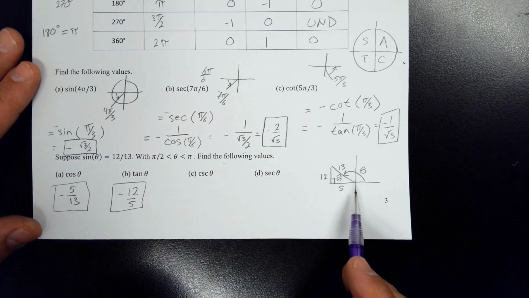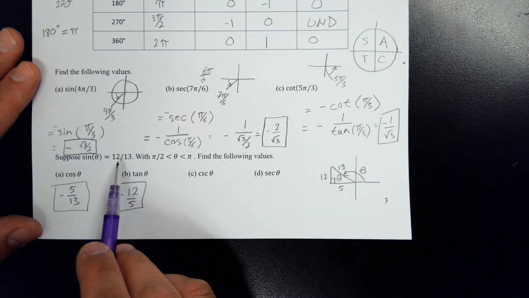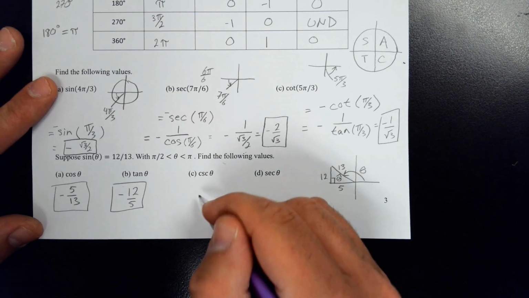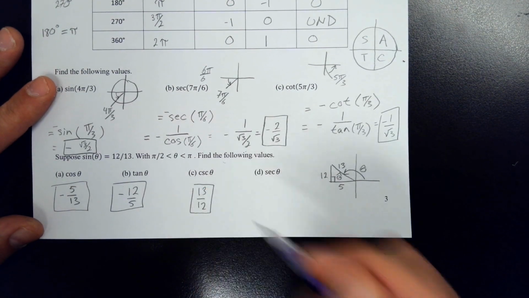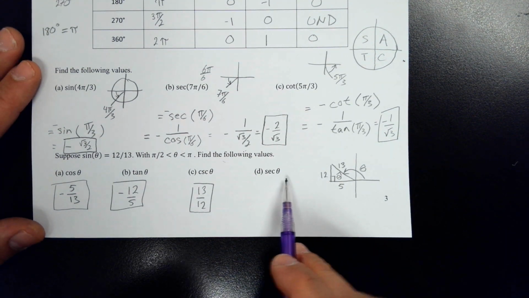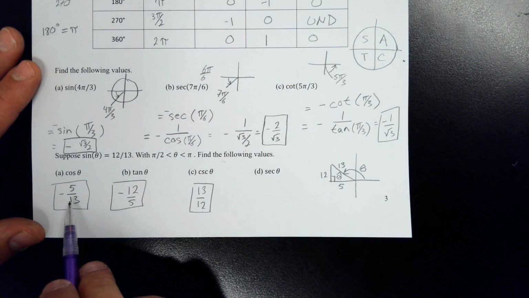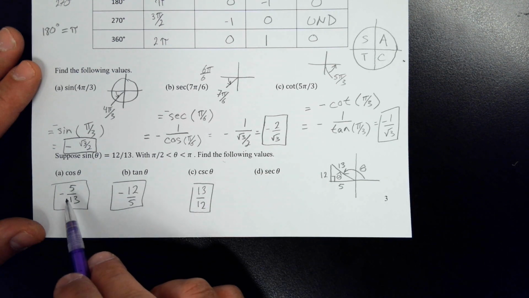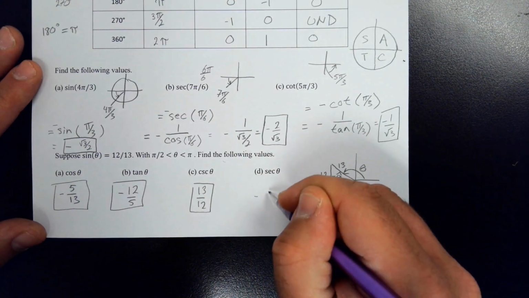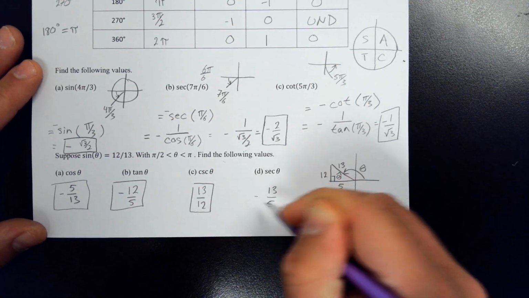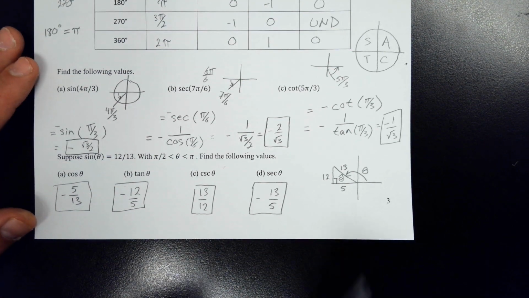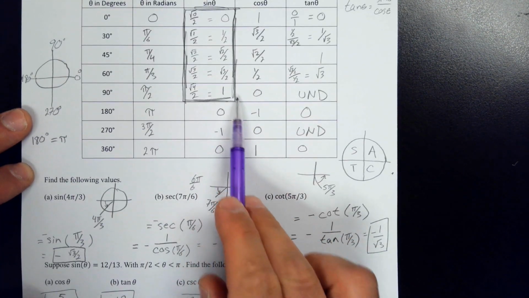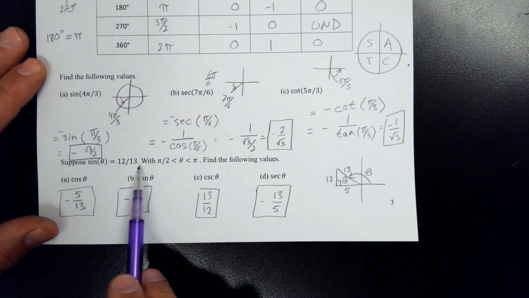Cosecant theta, I didn't even have to draw this picture. For cosecant theta, it's just the reciprocal of sine theta. It's 13 over 12. And secant theta, since I've already found cosine theta, is easy as well. I'm taking the reciprocal of cosine theta. So secant theta is not negative 5 over 13, it's negative 13 over 5. And that's how you find these values when you're not given a common value up in the chart, but you're given something else like 12 over 13.